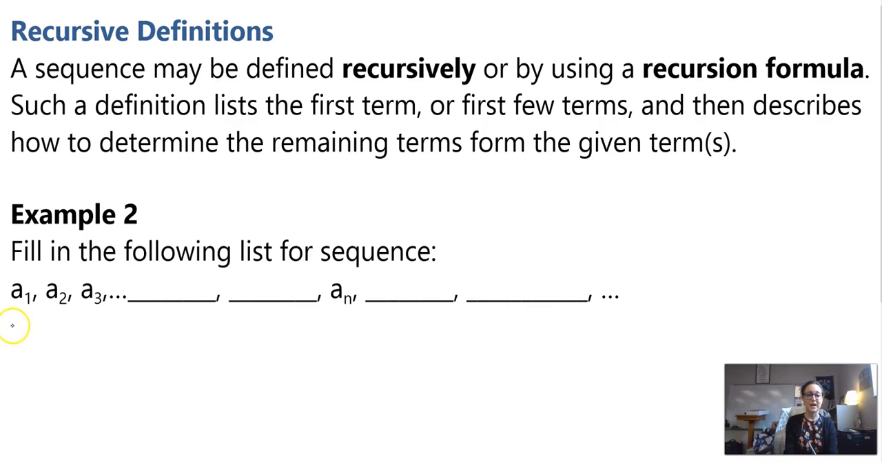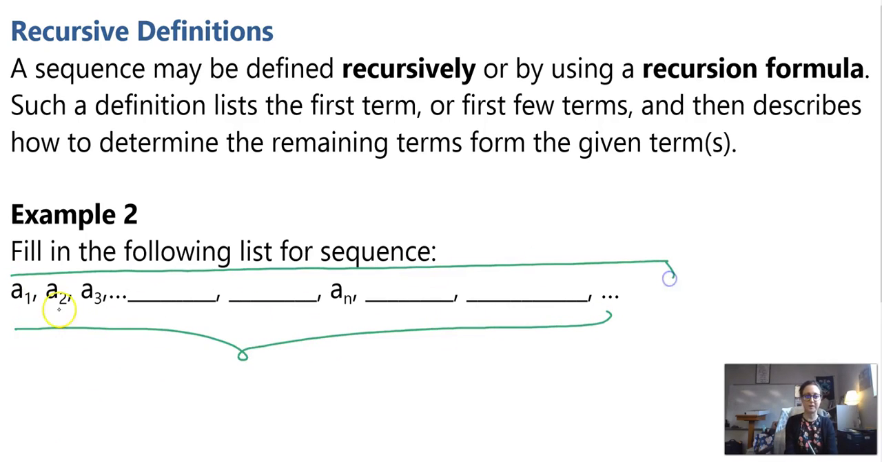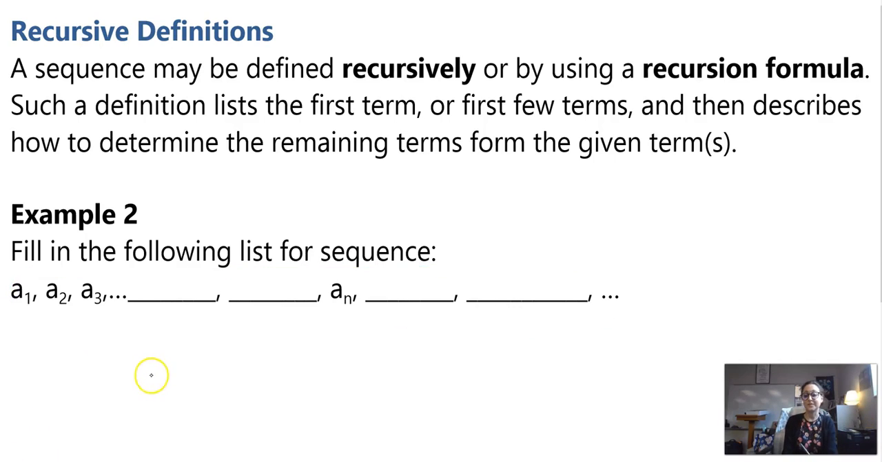First, pause on the screen. Before we start looking at recursive definitions, can you go ahead and write just this part that I've boxed here? Hit continue when you're ready to continue. All right, so a sequence may be defined recursively or by using a recursion formula. In other words, it's a sequence that lists the first term or the first few terms and then describes how to find the remaining terms, okay?